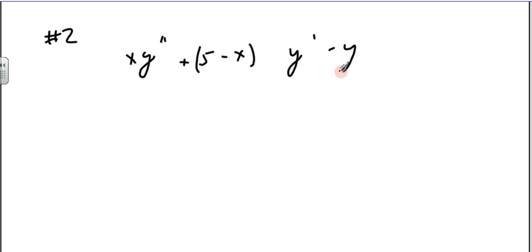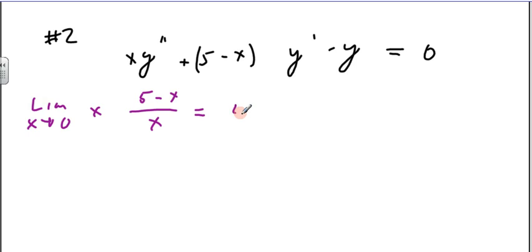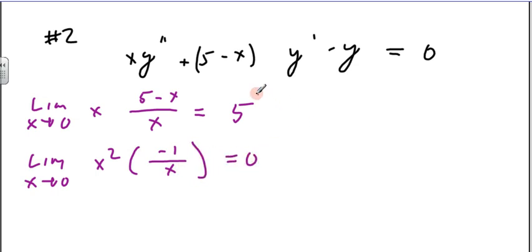Okay, we are working problem number 2. So we have x y double prime plus (5 minus x) y prime minus y is equal to 0. We look at that and we say, well, we have a singular point, so now is the singular point a regular singular point? So we look at the limit as x goes to 0 of x times (5 minus x) over x, and we see that that's going to be 5. And we look at the limit as x goes to 0 of x squared times (minus 1) over x. We see that goes to 0.